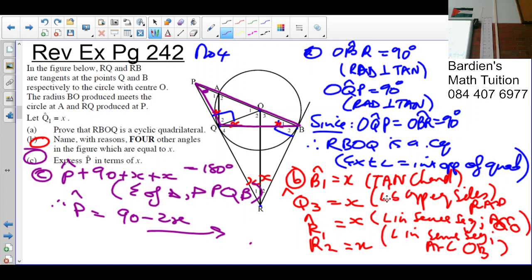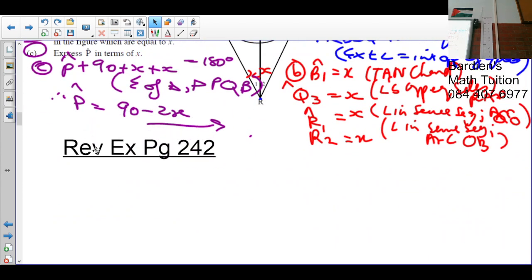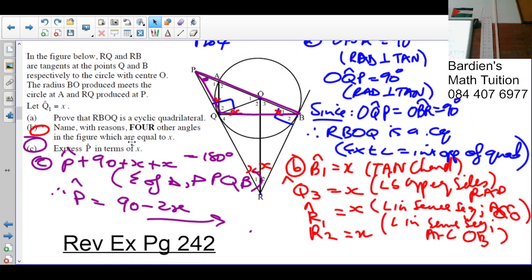90 minus 2x. Any confusion there, people? Alright, let's carry on. What was the next thing I gave you guys to do? So that basically brings us to the end of the revision exercise on page 242. Then I gave you, what is the other page? The other exercise.